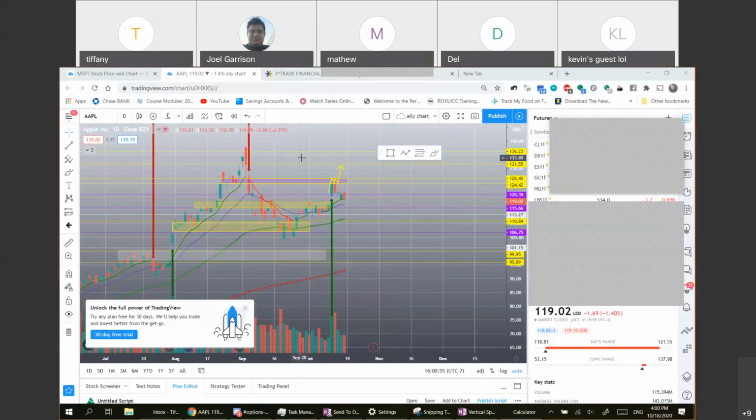Sometimes it is. Someone brought up a great point, Tiffany, and you're really good at this. Someone brought up how hard it is to close debit spreads sometimes.